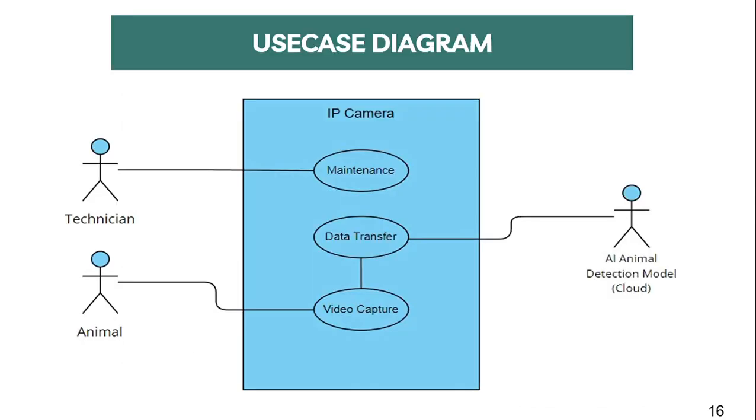Now this is the use case diagram for our IP camera. There is a need for a technician for maintaining the IP camera. When the animal approaches, the video is captured using the IP camera and sent to the AI animal detection model inside the cloud, which will be taking snapshots of the video streaming on the web server.